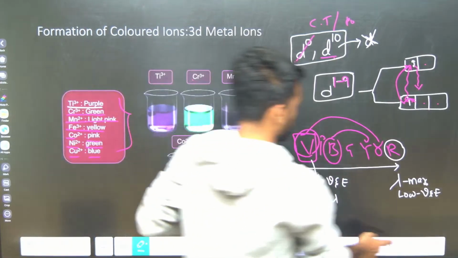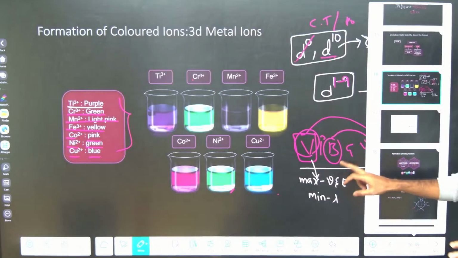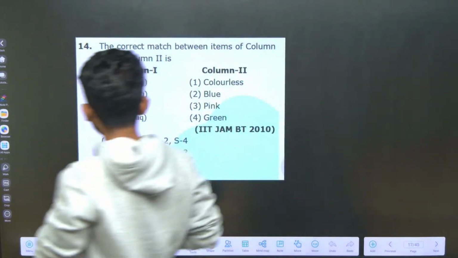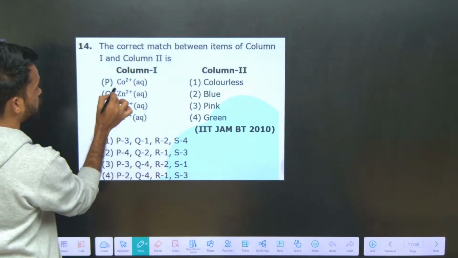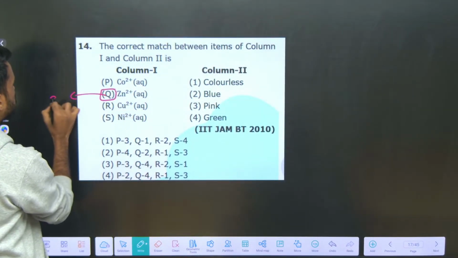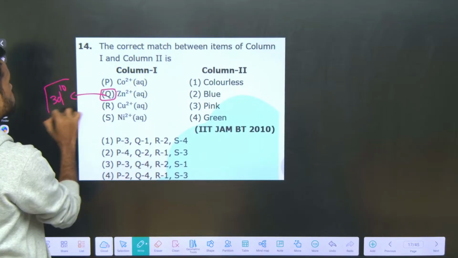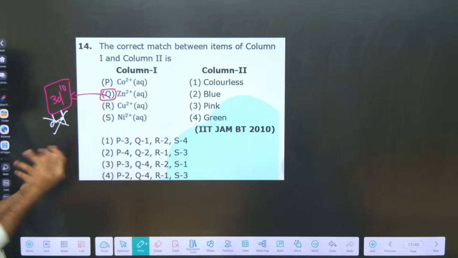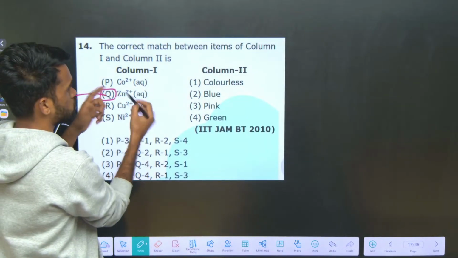So why am I saying this? Just look at this question. I told you one simple trick to identify. What about zinc? It has a 3d10 electronic configuration, so there is no d-d transition. If there is no d-d transition, there is no color. So zinc +2 does not show any color.